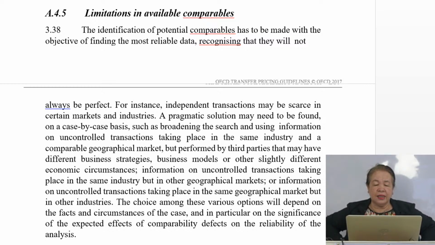No? So business models or other slightly different economic circumstances. Information on uncontrolled transactions taking place in the same industry but in other geographical markets, or information on uncontrolled transactions taking place in the same geographical market but in other industries. No? So pwede rin daw na same industry in other geographical markets or same geographical market but different industry, no? Parang yung example dito sa 2017 transfer pricing guidelines na to, na yung resale price method, kinumpare nila yung manufacturer ng takore with the manufacturer ng blender or yung mga kitchen utensils, no? Kasi gross profit lang naman ang kinukompare, and then considering na pareho ng activity, so pwede. Pero kung comparable uncontrolled price, hindi pwede yun. Why? Kasi kailangan pareho talaga ng product, no?